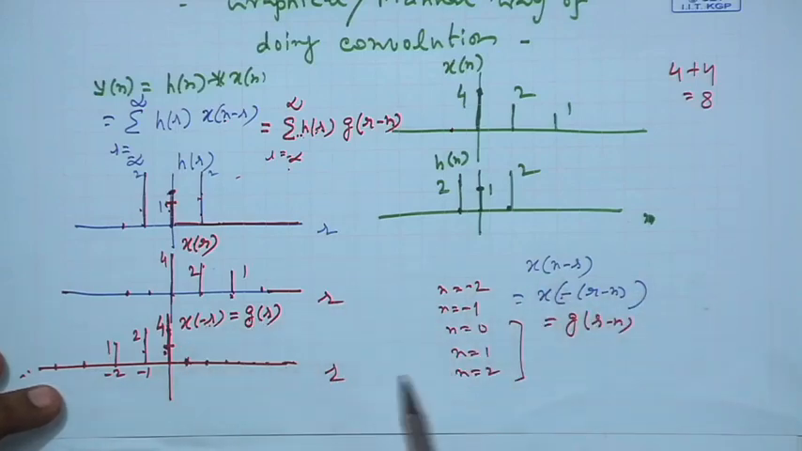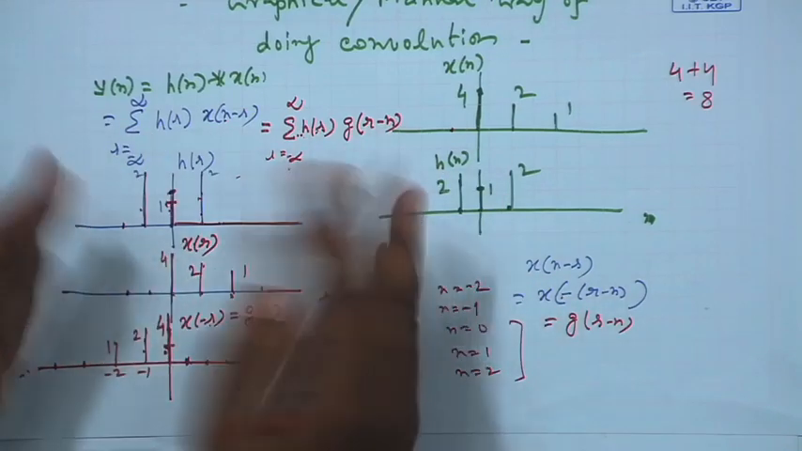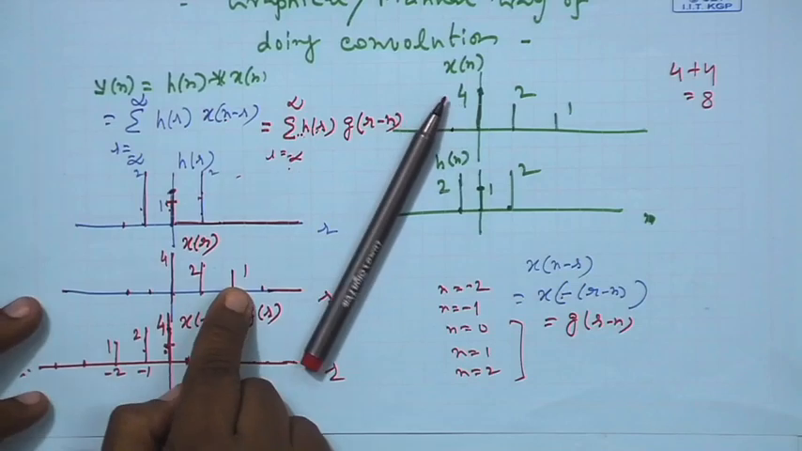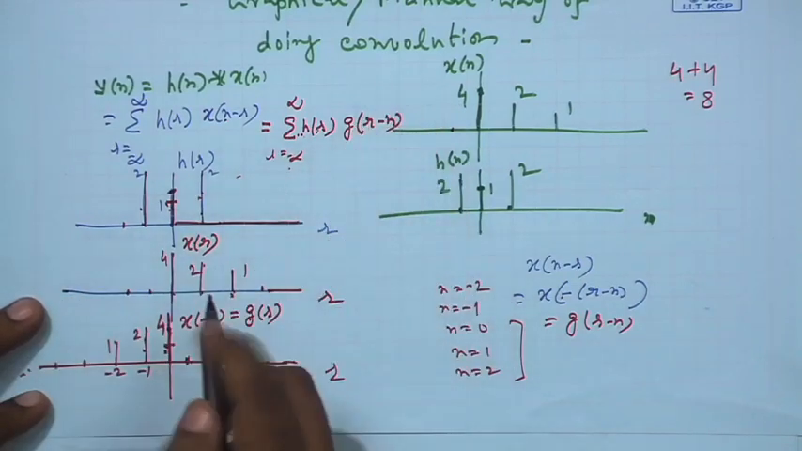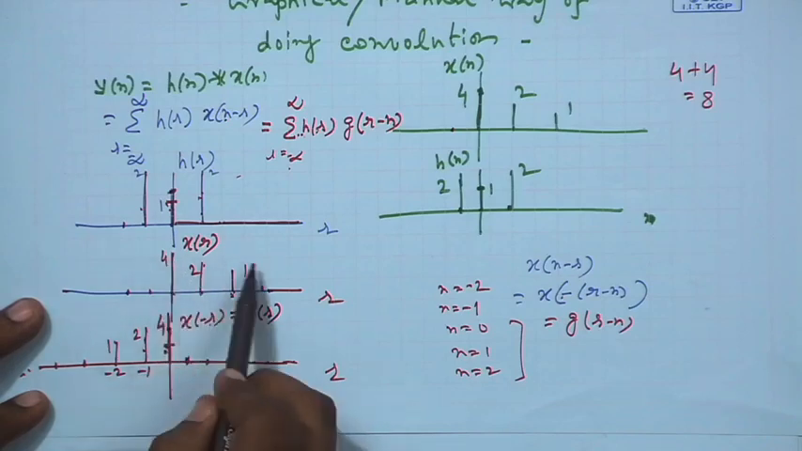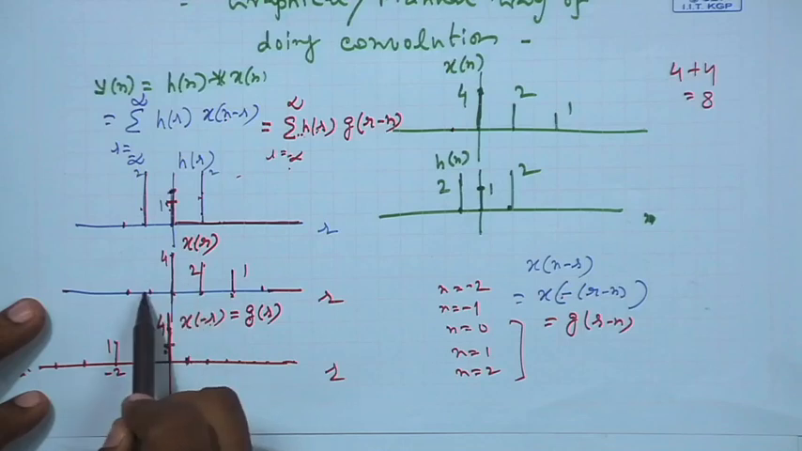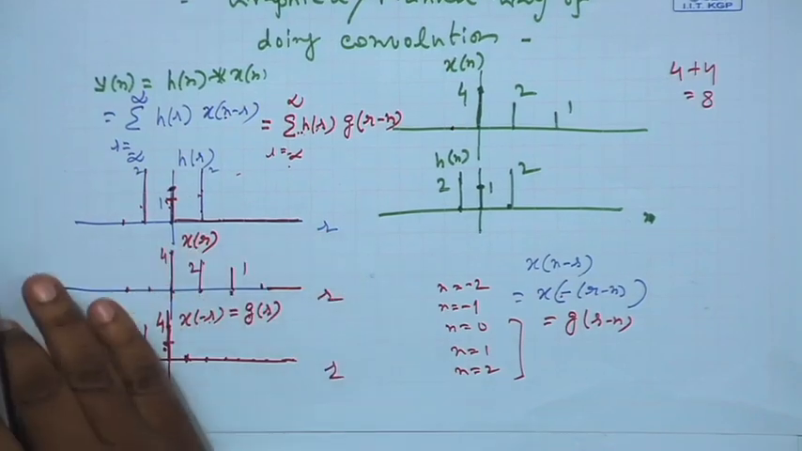g r is x minus r. So, the sequence x gets flipped. That is, from the positive side, it goes to the negative side. It is called flipping. g r is nothing but the flipped version of x r. x r was here, the 0th sample remains as it is, but the first sample goes to minus first, the second sample goes to minus second. So, the right hand side goes to the left hand side.